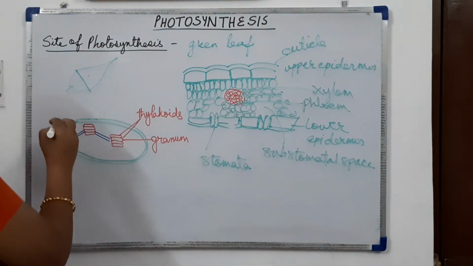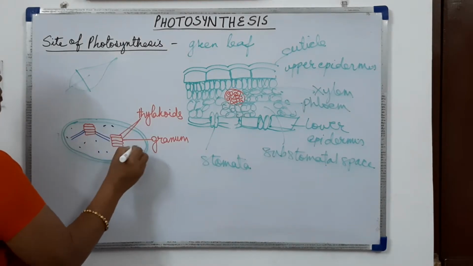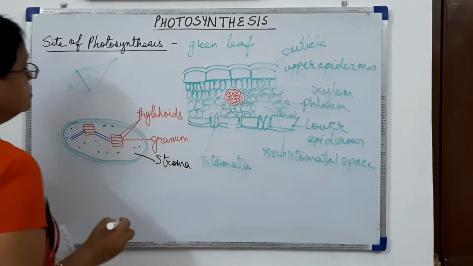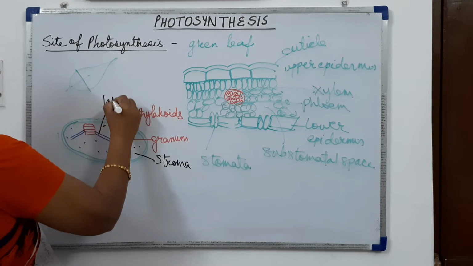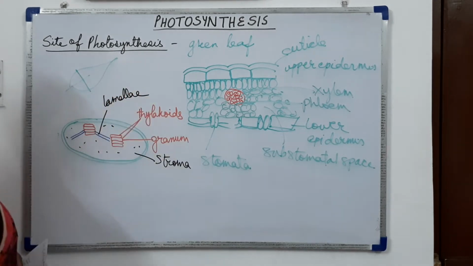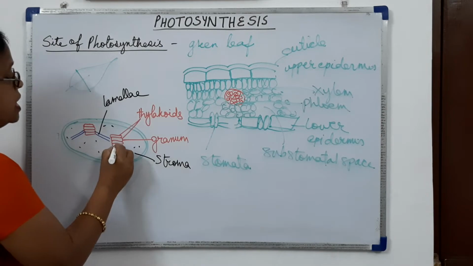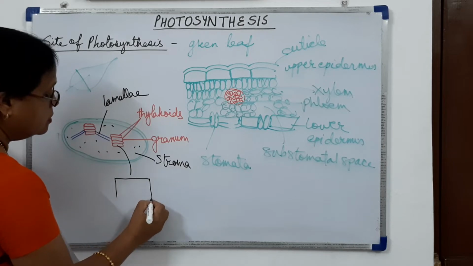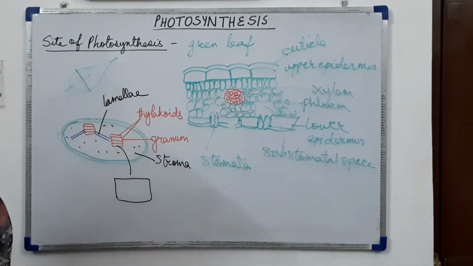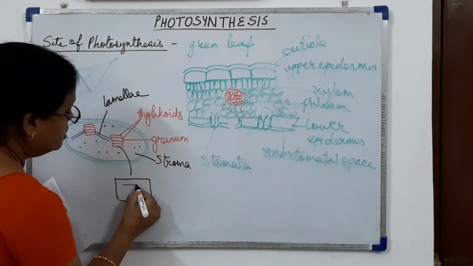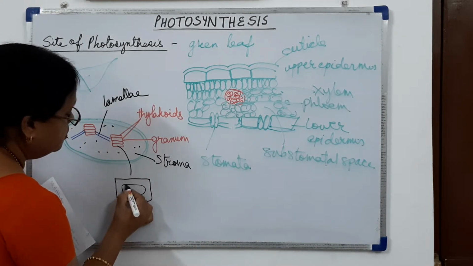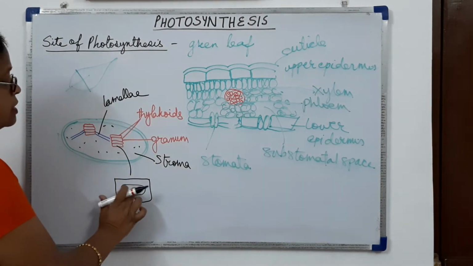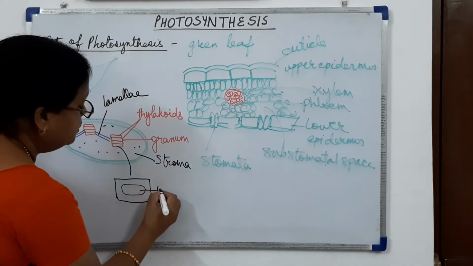Then this space is called stroma. These are the lamellae. So if we see one thylakoid, its membrane is made like this, enclosing the lumen here.